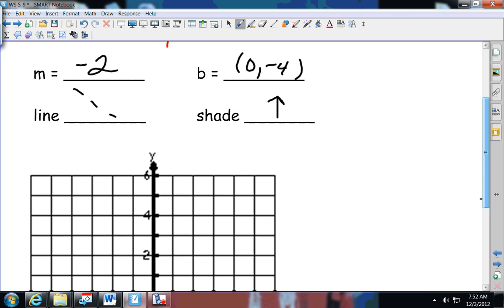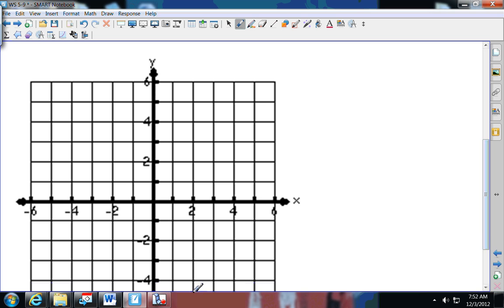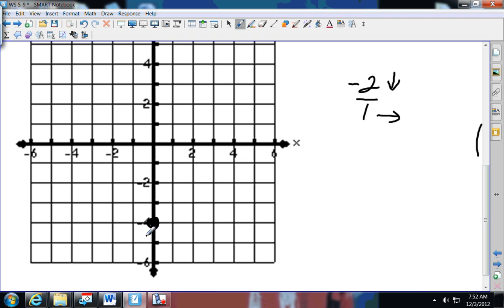All right, so let's go down here. I've got (0, negative 4). So I'll go down here and put a dot. My slope was negative 2, so it's negative 2 over 1. How does that tell me to move? Down 2 to the right 1. Okay, well, let me get down here. Down 2 to the right 1 and put a dot. Well, I ran out of room. So now let's go up 2 to the left 1, and keep going up 2 to the left 1.